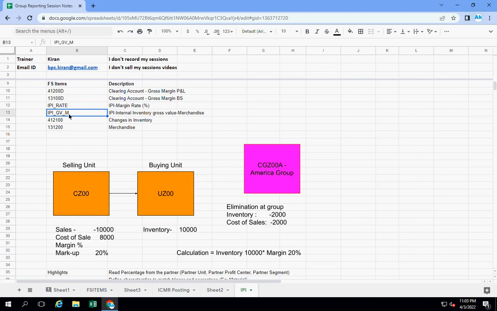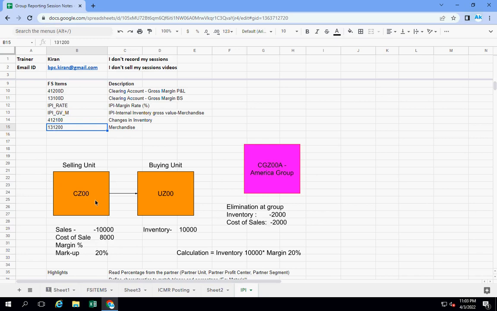ACDOC table or any other non-SAP data. So this is manually maintained. The value of this particular FS item will be maintained manually, because 131200 or 412100, whatever these accounts, we need to identify what amount for that particular material, right? So you are calculating, right, markup for a particular value, right?